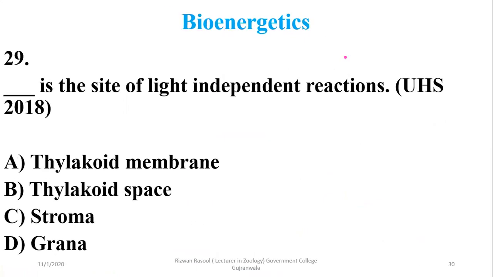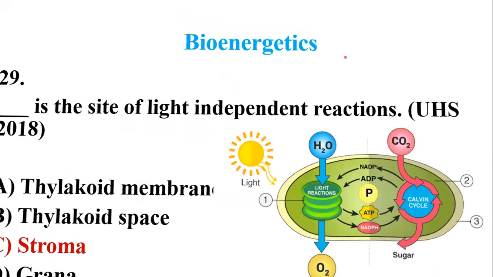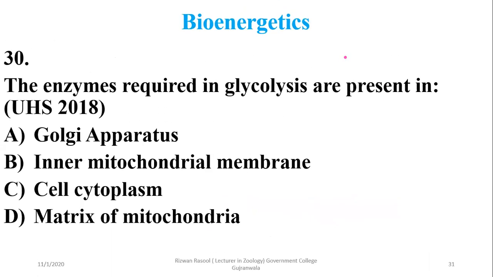Number 29, site of light-independent reactions. Light-independent reactions or dark reactions take place in stroma of the chloroplast, while the site for the light reaction is thylakoid membrane. So right option in this case is Charlie. The enzymes required in glycolysis are present in cell cytoplasm, while the enzymes for cell secretions are part of Golgi apparatus. Respiratory enzymes are found in mitochondria.